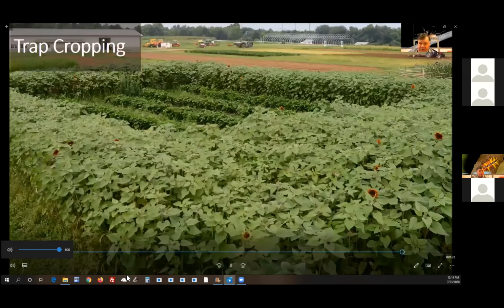Trap cropping can be used to intercept pests before they have a chance to reach the crop that you want to protect. In this photo, we have a pepper planting that is surrounded by a trap crop of sunflowers and Japanese millet. In New England, we have trap crops that are used to protect melon and cucumber plots. The trap crop they use in those areas has been blue hubbard squash.